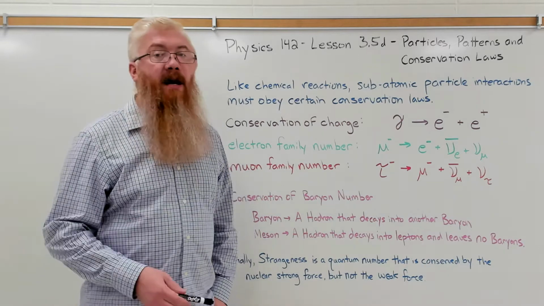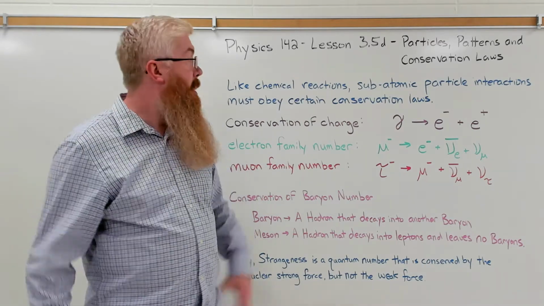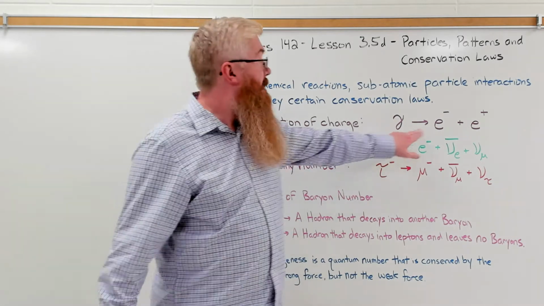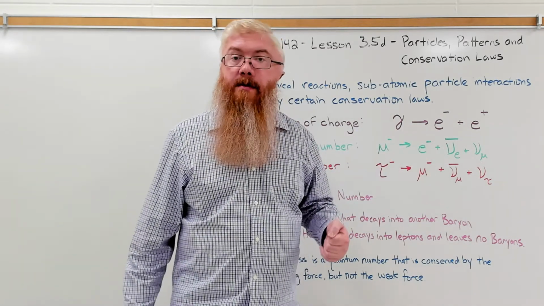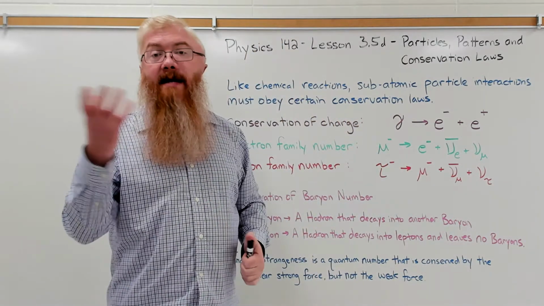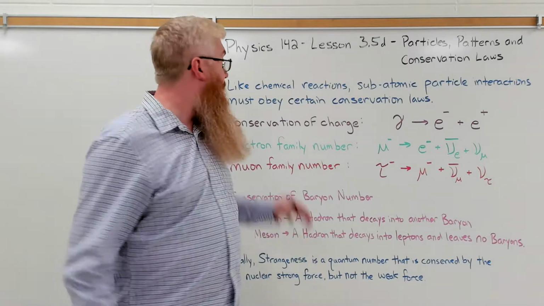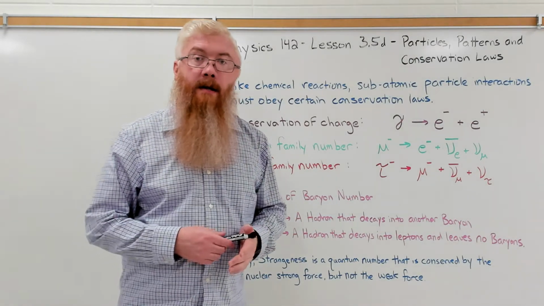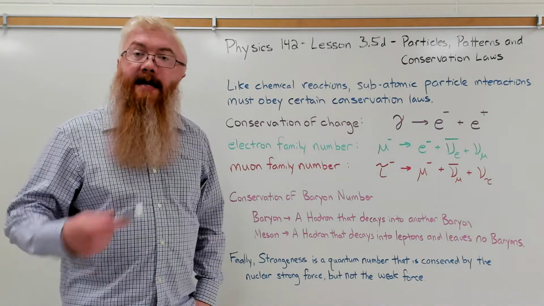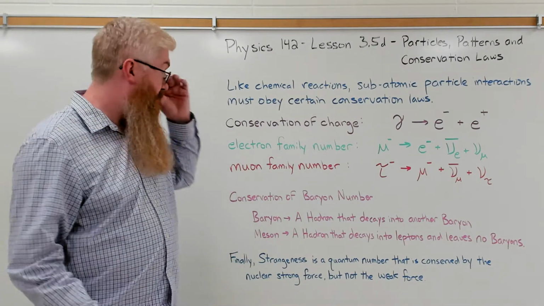Reactions that violate these conservation laws can't happen. You cannot have a gamma ray, for instance, decay into 2 electrons. It's the same amount of energy because the electron has the same mass as a positron, but that would violate conservation of charge. So reactions that violate these conservation laws aren't seen in nature because they can't happen.